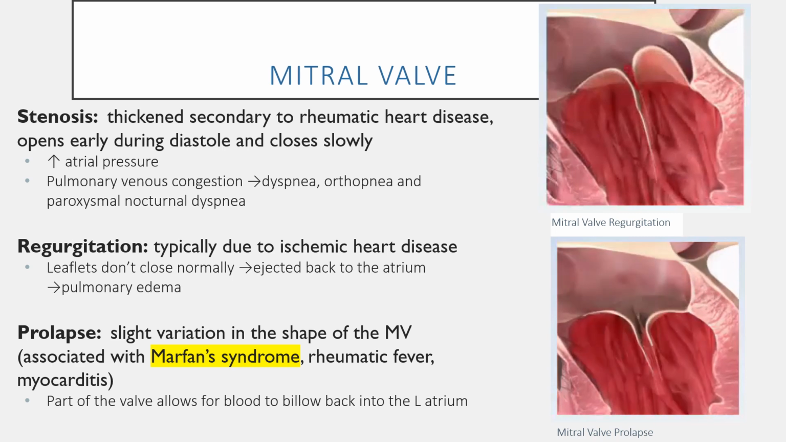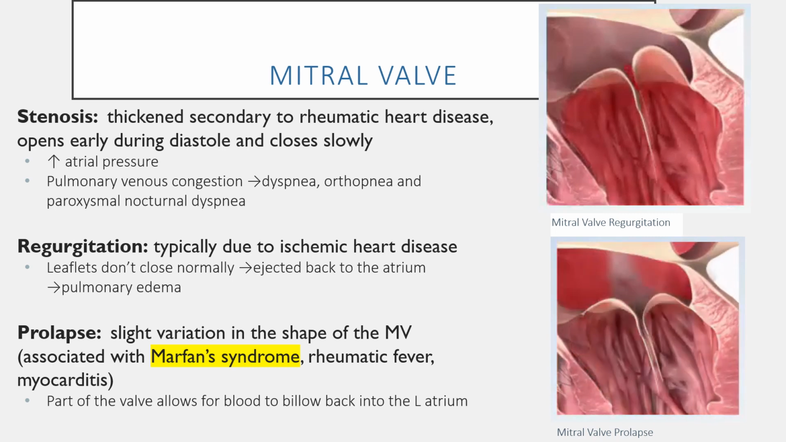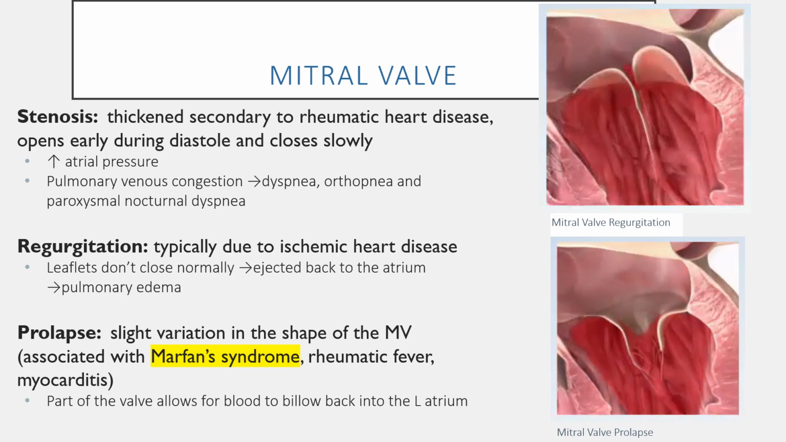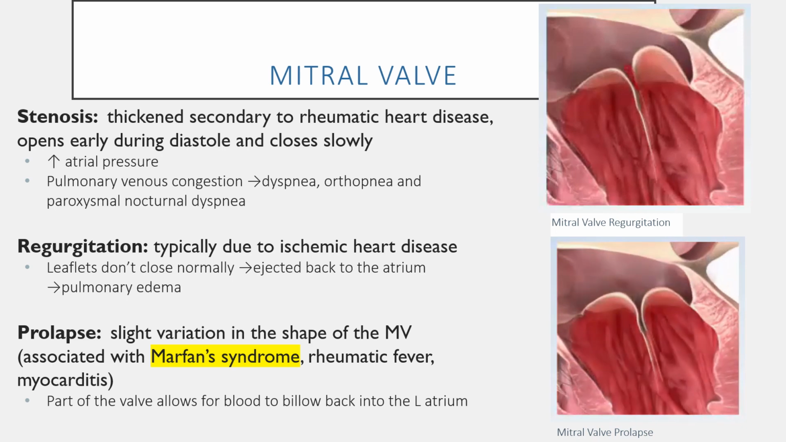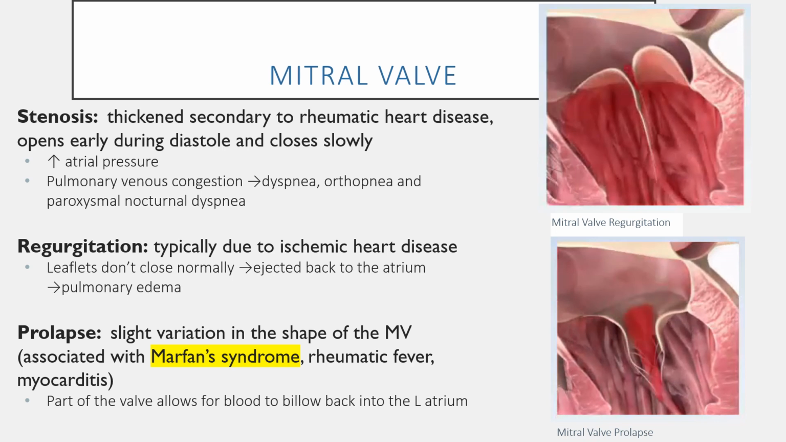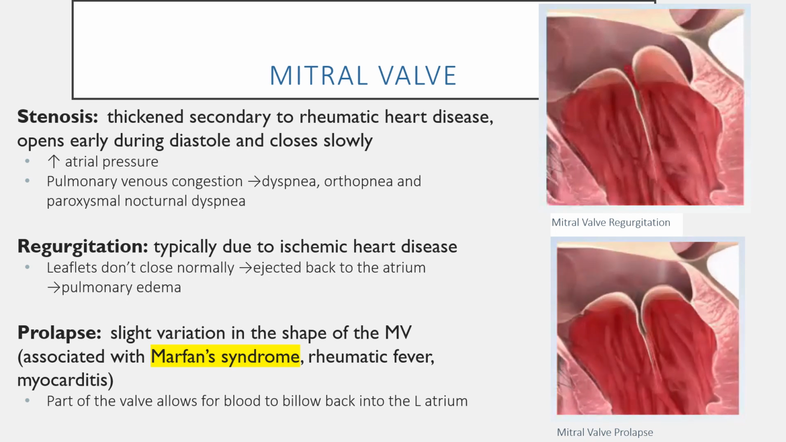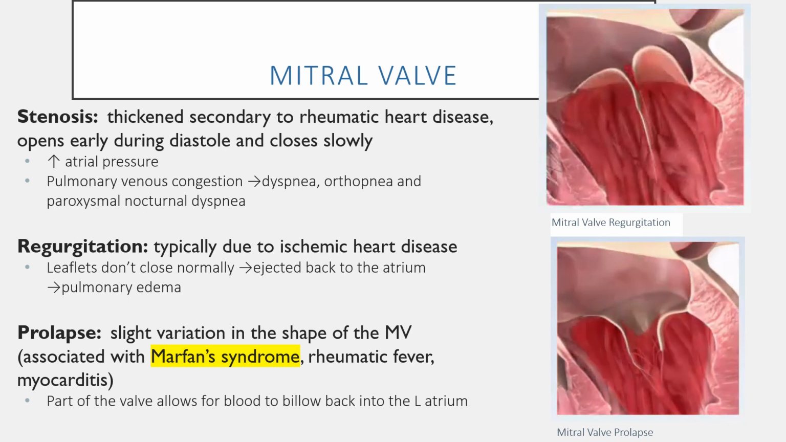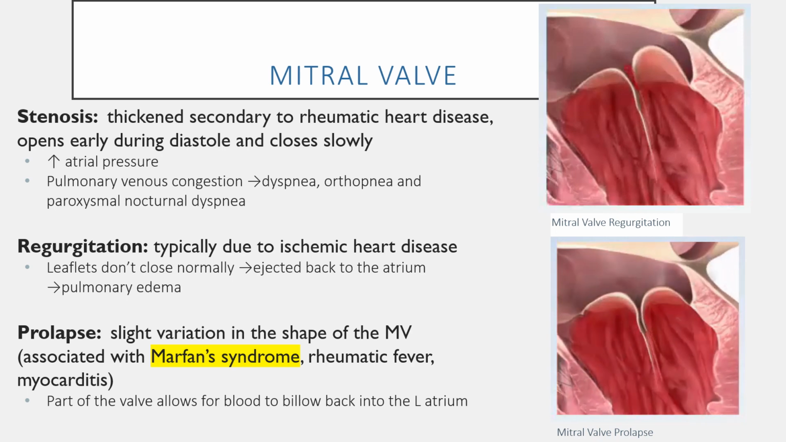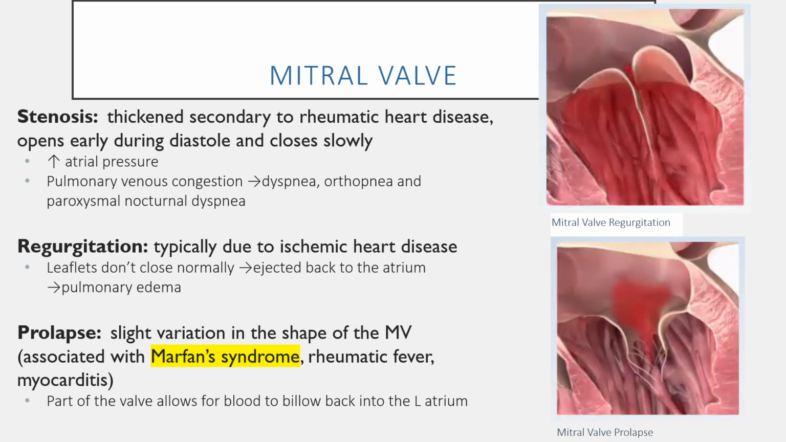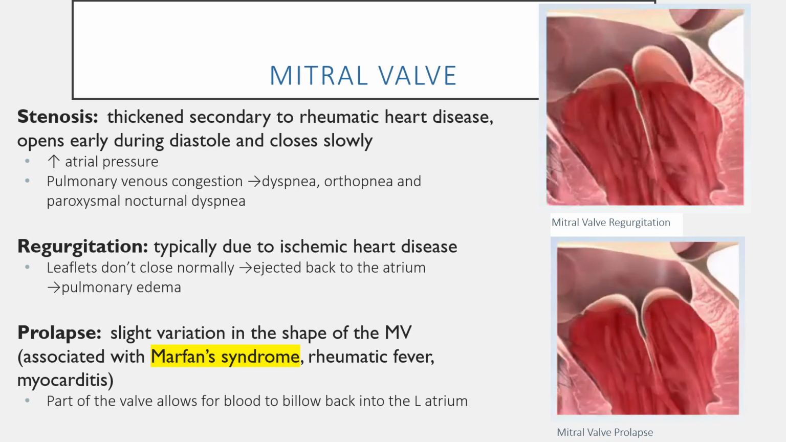Mitral valve prolapse occurs in about 2 to 6% of adults, more common in young women. It's characterized by a slight structural variation in the mitral valve. Leaflets may billow back into the left atrium during ventricular contraction. Clinical features: this may be asymptomatic or present with exertional dyspnea, exercise-induced fatigue, and complications such as atrial fibrillation.